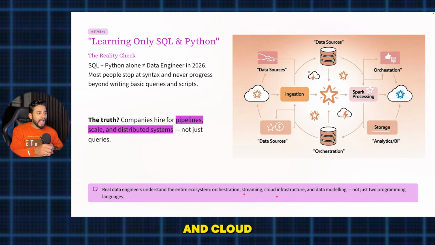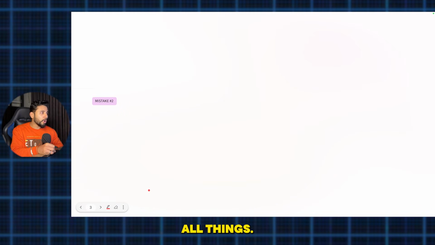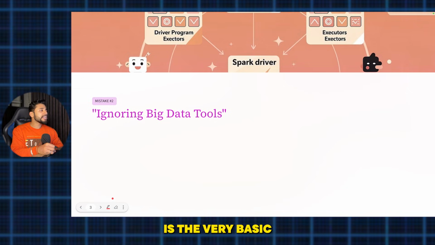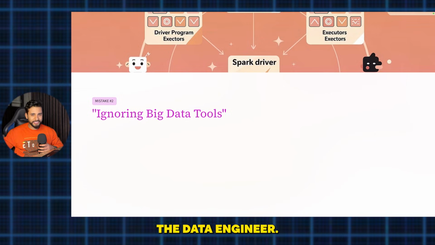Next thing is streaming and cloud infrastructure. You need to understand that also. Third thing is data modeling, not just two programming languages. You need to understand all these things. Mistake 2 is very basic, and I've seen people with 5 or 6 years of experience making this mistake in their career, thinking they are data engineers and can do all those things. No, it doesn't happen like that.